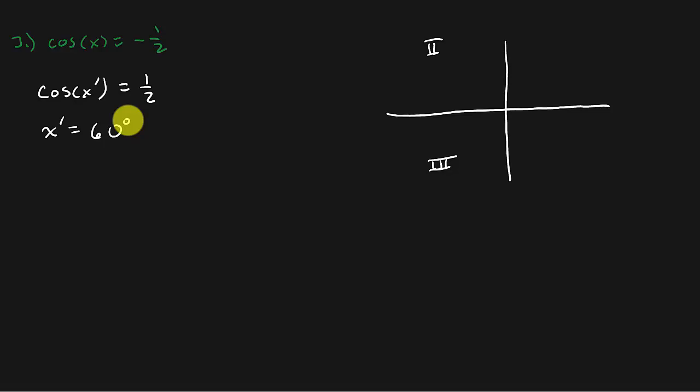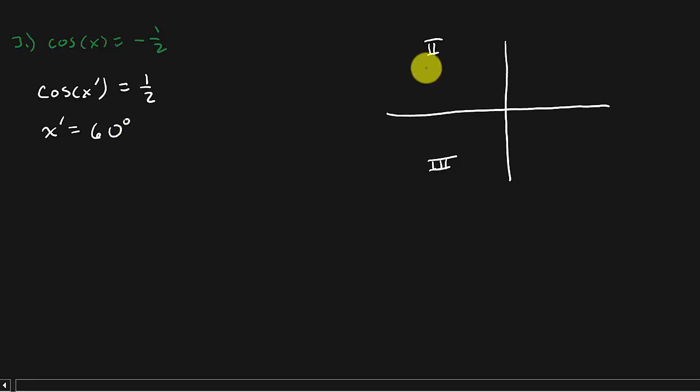But keep in mind, it's not part of our solution. Our solutions are in the second and third quadrant. So let's find our solutions. We've got x equals. Let's draw this. Let's put this in the second quadrant, and there's x. We're going to find our solution in the second quadrant.